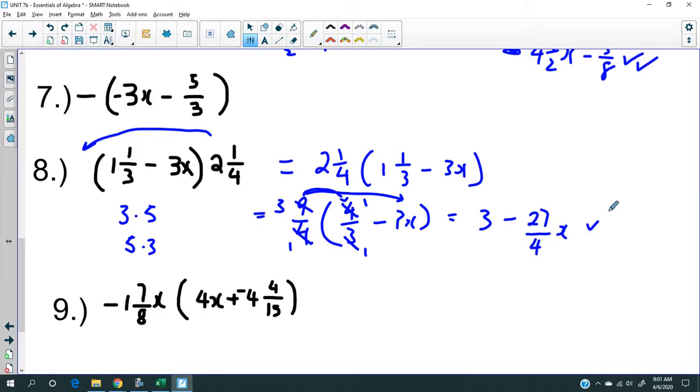Okay, so that's that. Now, if you want to rewrite it like this as a mixed number, I think it's 6 3/4 x. That's fine too. Okay, let's see. Let me double check the fraction. Yeah. Okay. All right.